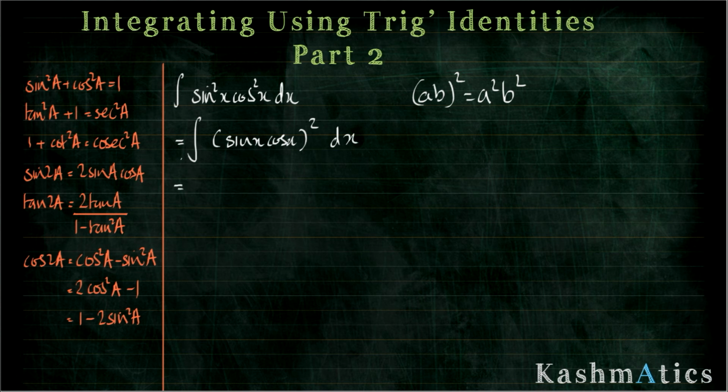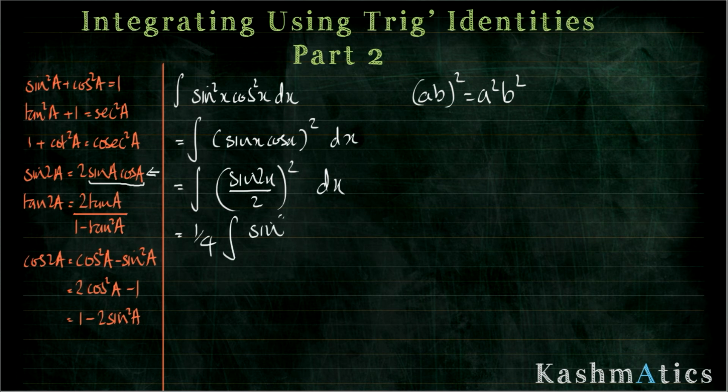Now, the next identity I'm going to use from here is this one here, because this is a little bit like this part of this identity. So I can rewrite this as the integral of (sine 2x over 2) all squared dx. And I'm just going to tidy this up a little bit by expanding the brackets. I'm going to get a 4 on the bottom, which I can take out, so a quarter multiplied by the integral of sine squared 2x dx. So that's the first part.